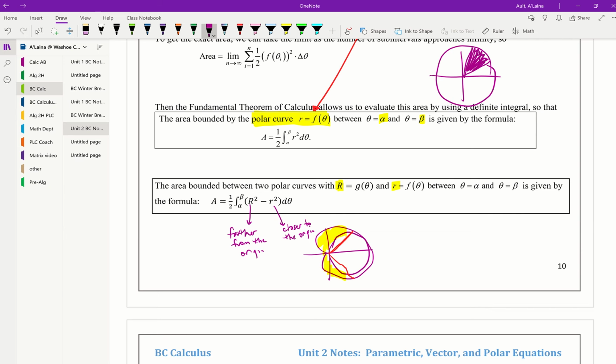Now, why are we subtracting? I'm going to actually go to the idea of a thermometer for a second or something.